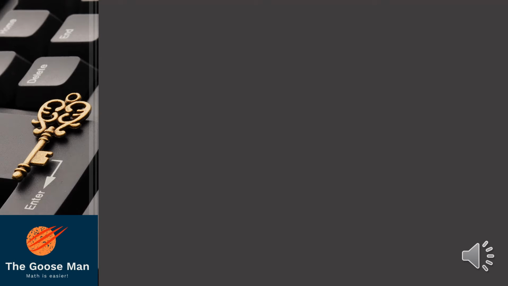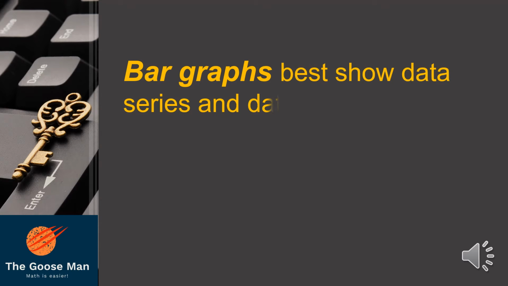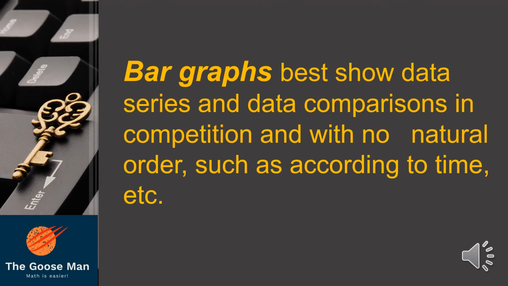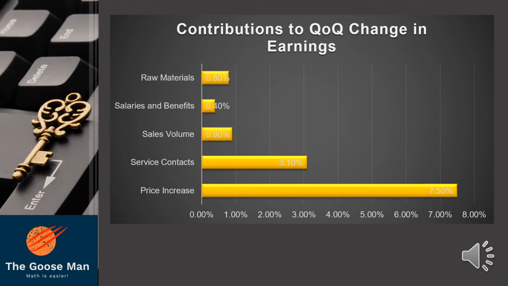The next type of graph is all about bar graphs. Bar graphs best show data series and data comparisons in competition and with non-natural order, such as according to time and others. The bar graph allows for much longer text because the labels are above each other, not beside each other.